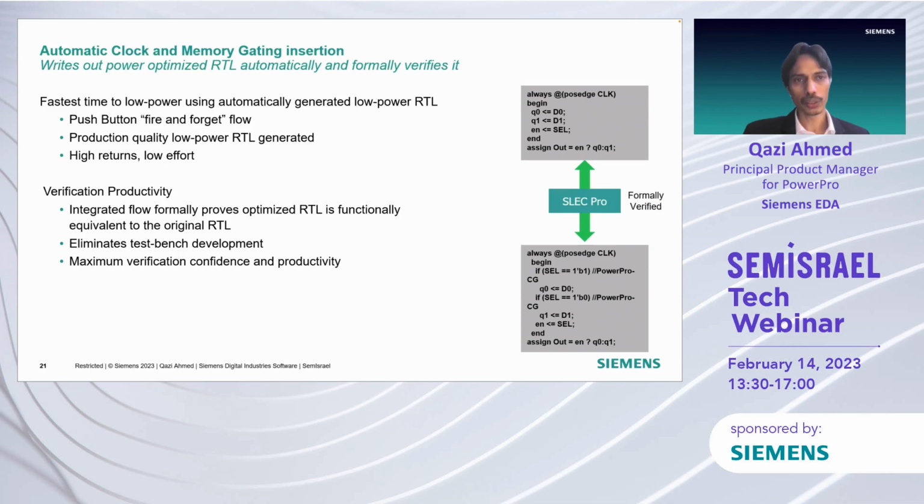Now, when it comes to the automatic part, the automatic flow is a push button flow. So the same thing you would do manually, for example, that PowerPro reports a suggestion and says, this is what you can implement, and this is the amount of power you will save if you implement that. PowerPro's automatic flow can simply generate that low power RTL.